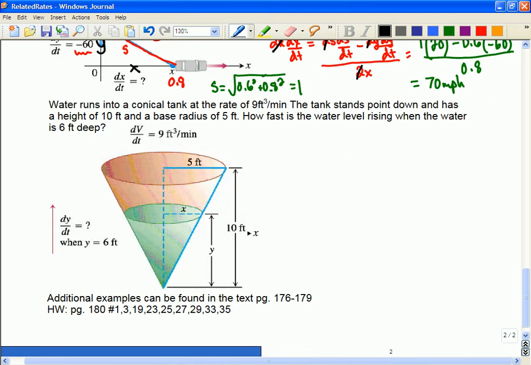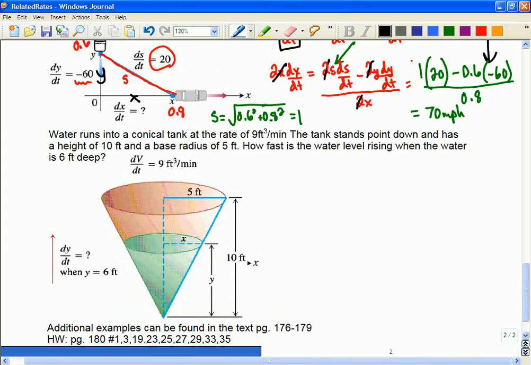Okay, so last question. Water runs into a conical tank at a rate of 9 cubic feet per minute. The tank stands down and has a height of 10 feet and a base radius of 5 feet. How fast is the water level rising when the water is 6 feet deep? Okay.